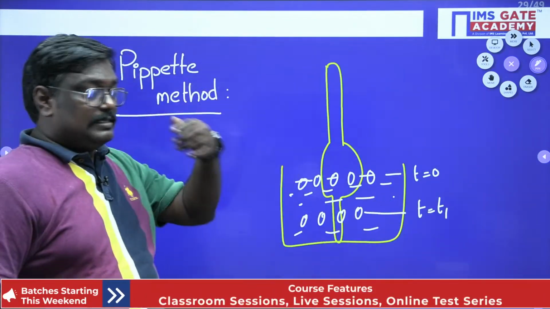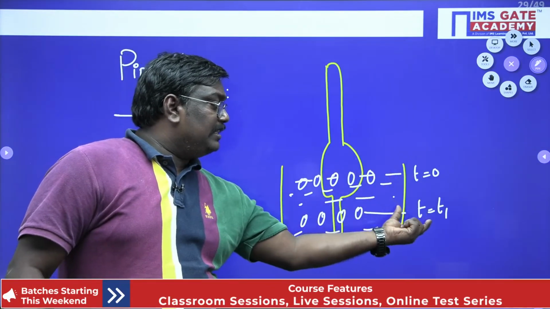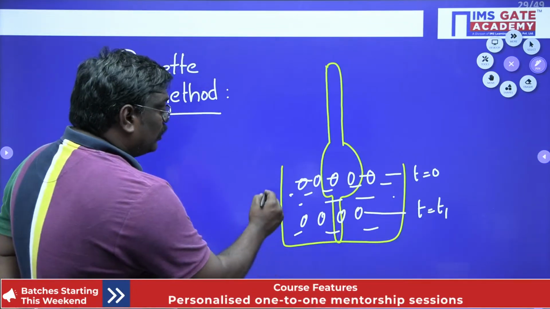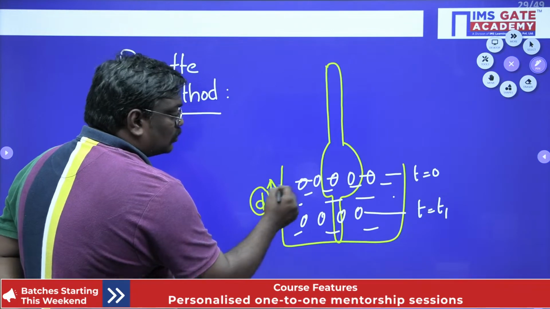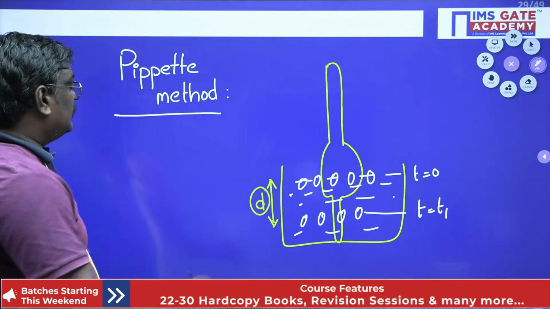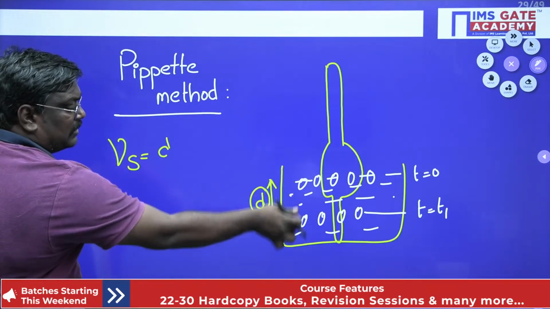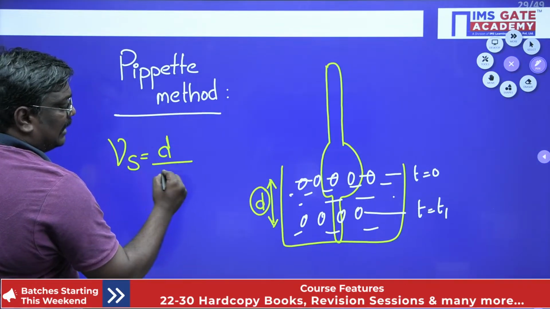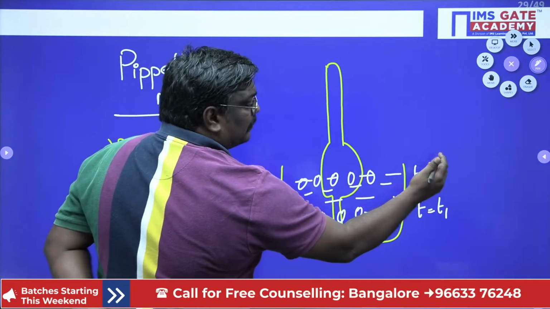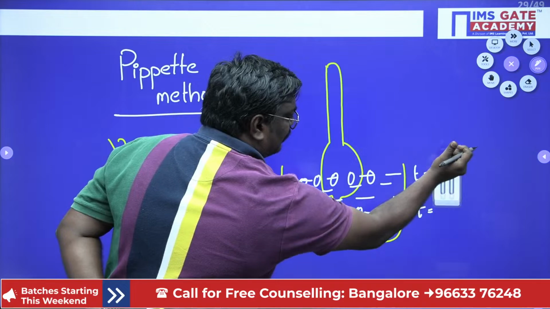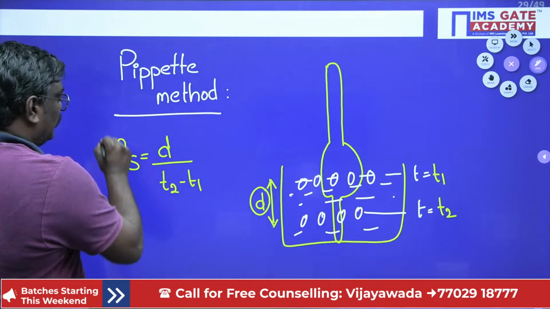There is a pipette inserted. Initially the soil particles are here. After a time t, the soil particles are here. If you find out this distance, you will find out how much the soil has settled. So settling velocity can be taken as the distance the soil particles have settled, divided by the time t2 minus t1. If you take this as 0, it will be t1, or if you have taken this as t1 and they have taken t2, it can be written as t2 minus t1.